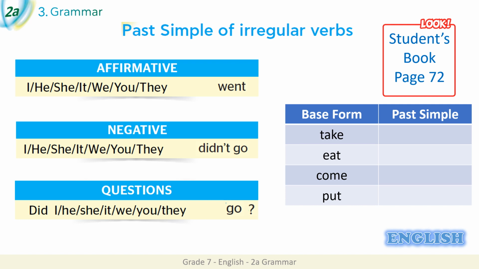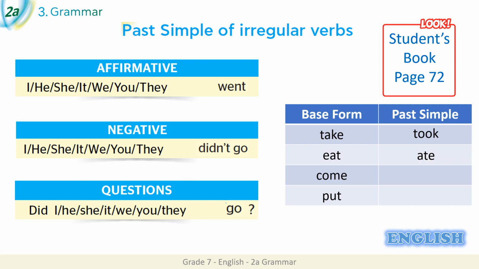We have the base form. Let's try to find out the past simple form. You can refer to the list at the end of the book. Let's start with the verb take. What is the past form? That's correct. So the past simple form is took. How about the verb eat? That's correct. The past simple is ate.